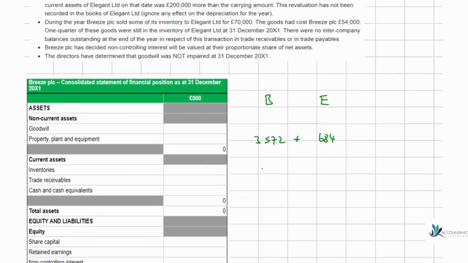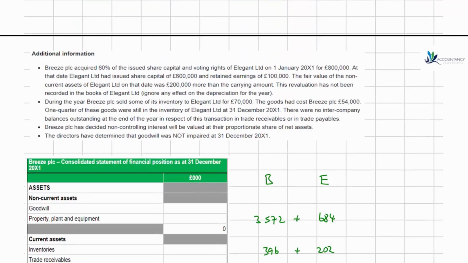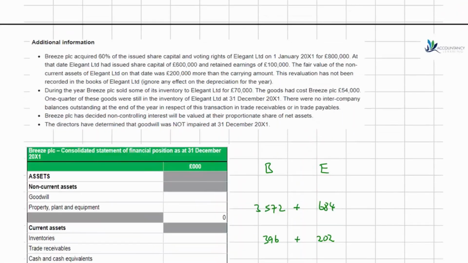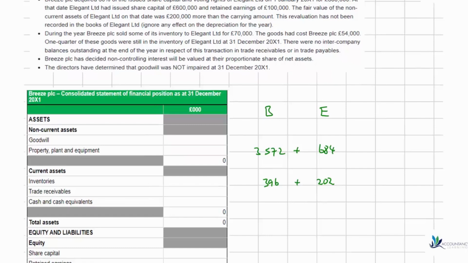So we have inventories for Breeze of 396, and we add on the inventories of Elegant of 202. So those two numbers are in our answer, so we can highlight them. Then we have receivables. Again, these are two more assets that we control, so we can include those numbers in our scrap paper as well.